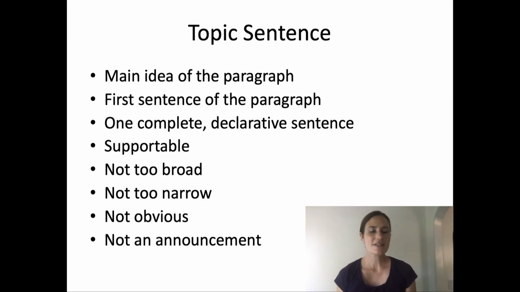Your topic sentence, of course, should not be obvious. If it's incredibly obvious, then there might not be any reason to even write a paragraph proving it, so get rid of topic sentences that are obvious.